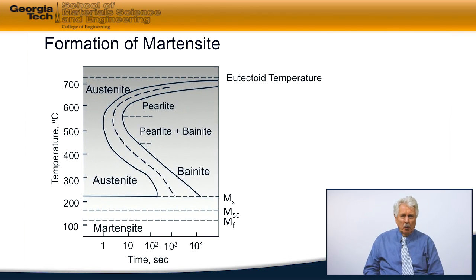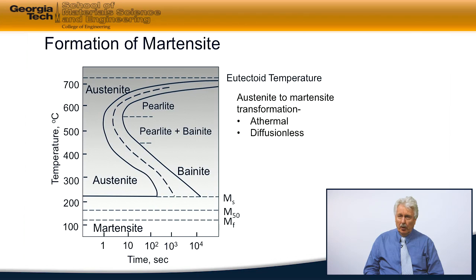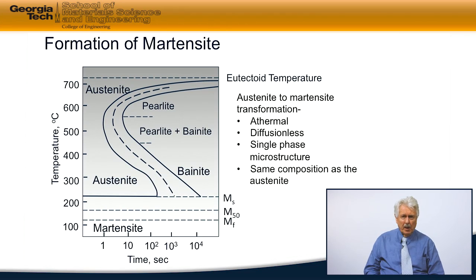So we're looking at what happens when we take the austenite and transform it to the martensite. And again, we see that it's athermal, so the lines are horizontal, and the process is diffusionless and it's a single phase microstructure. And there is the same composition that the austenite has that goes to the composition that is the martensite at the end. So these two compositions are the same.